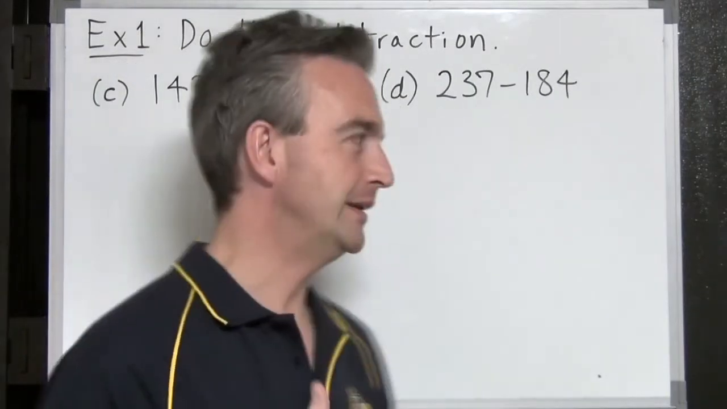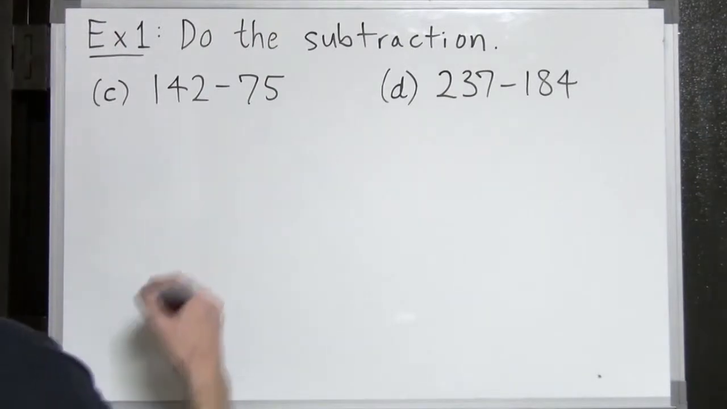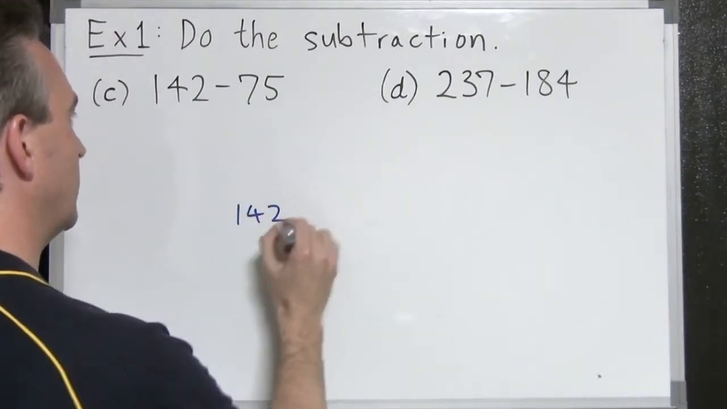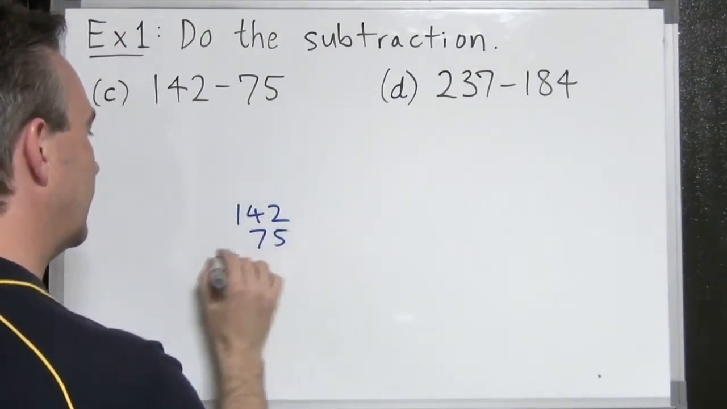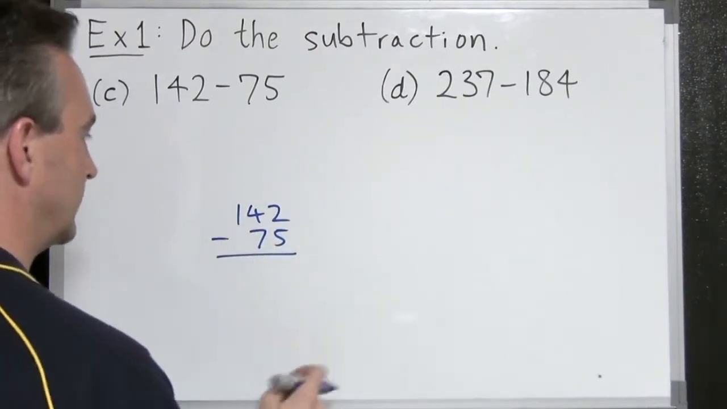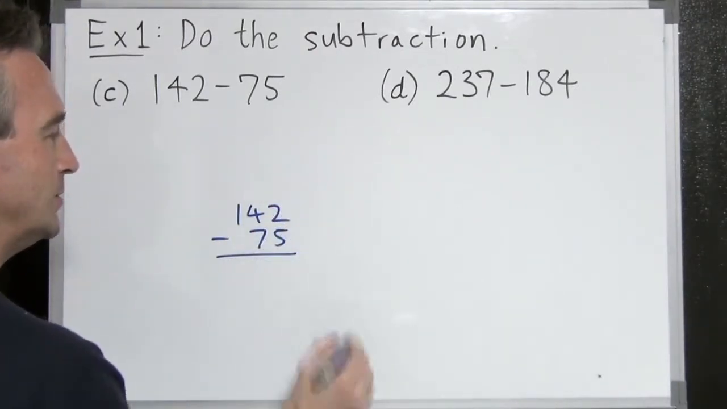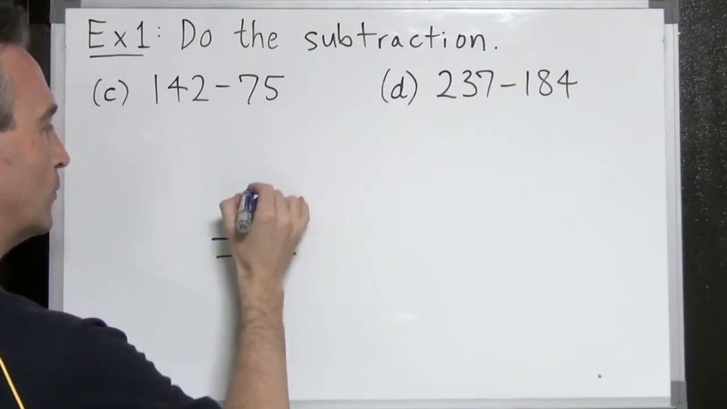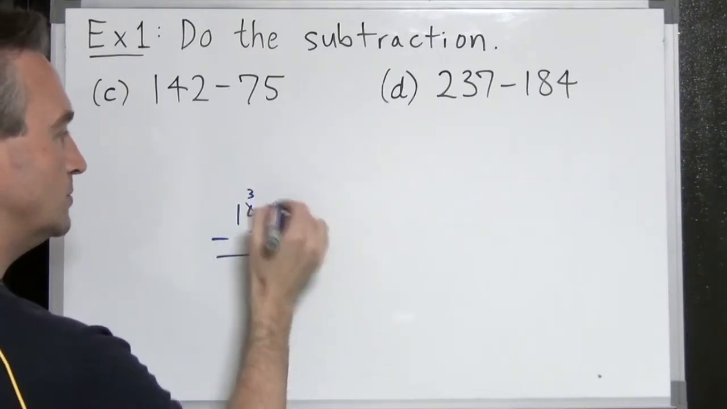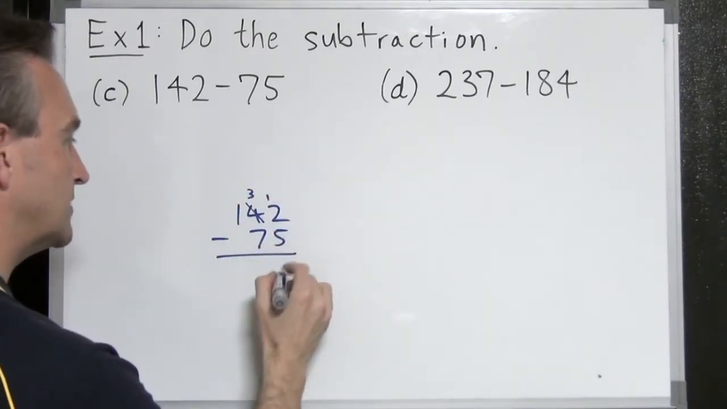Two more examples. We never seem to run out of examples, do we? 142 minus 75. Again, we're going to keep the numbers aligned vertically. 2 minus 5. Again, we can't do this. So we're going to take a 10 out of here. The 4 becomes a 3. Give it to the 2, which makes it a 12. 12 minus 5 is now 7.